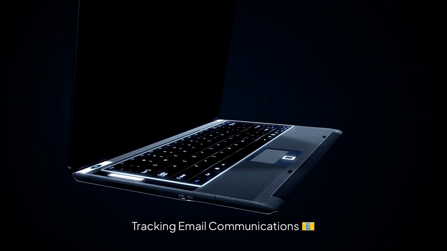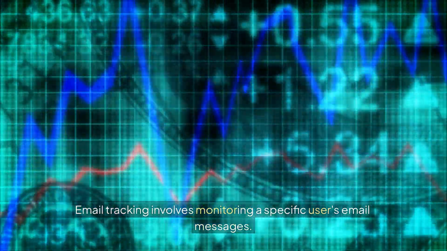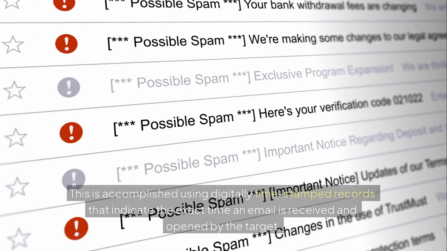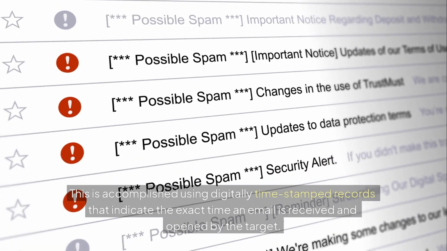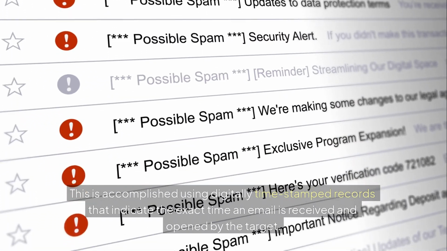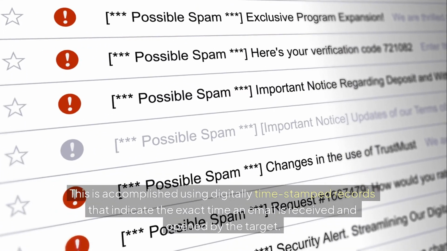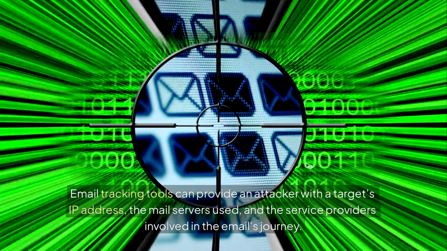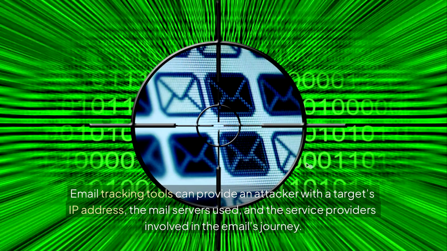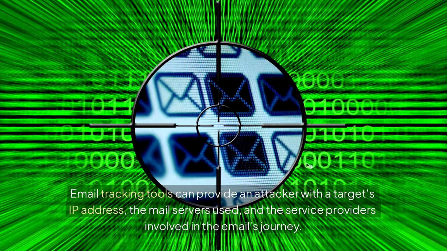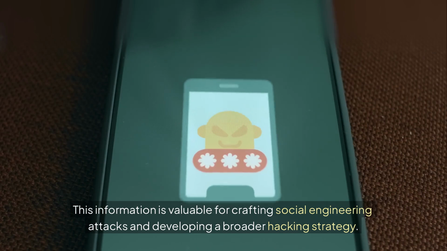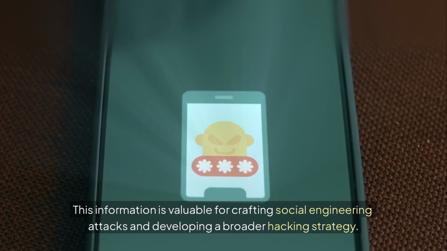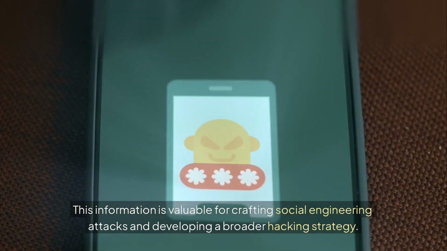Tracking email communications. Email tracking involves monitoring a specific user's email messages. This is accomplished using digitally time-stamped records that indicate the exact time an email is received and opened by the target. Email tracking tools can provide an attacker with a target's IP address, the mail servers used, and the service providers involved in the email's journey. This information is valuable for crafting social engineering attacks and developing a broader hacking strategy.